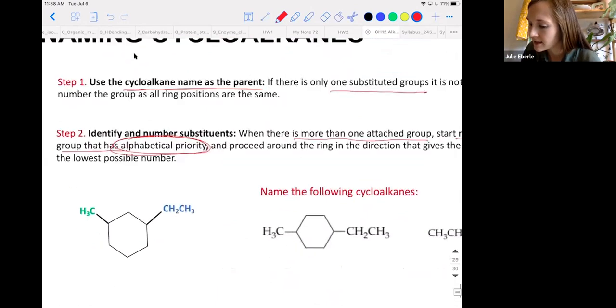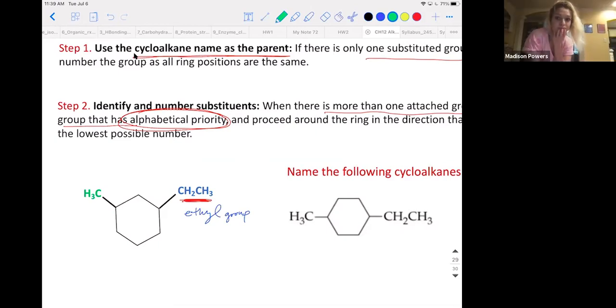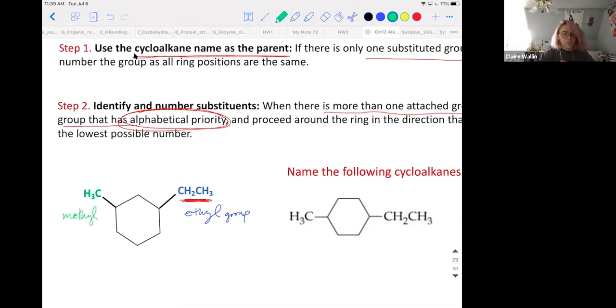What does that mean? Well, let's look at this example. What is this group? Can somebody tell me how we would name that substituent? These are both alkyl groups. Is it a methyl group, ethyl group, propyl, isopropyl? What kind have I underlined right here in blue? Would it be ethyl? That's right, this is an ethyl group. How do we know that? Two carbons. And this one right here, what's the one in green? Methyl? Yep, this is a methyl group. So which one has alphabetical priority? The ethyl group. So we're going to name that one first.